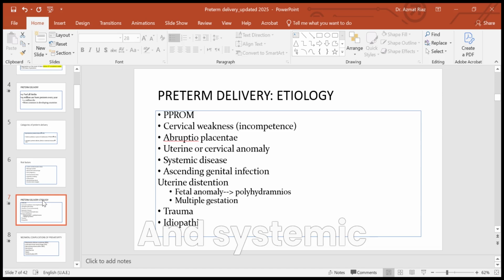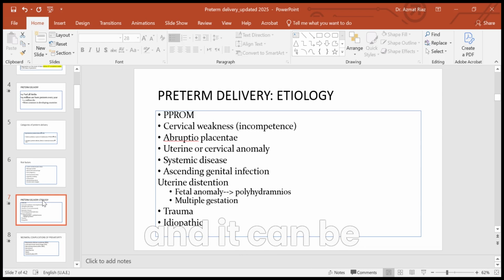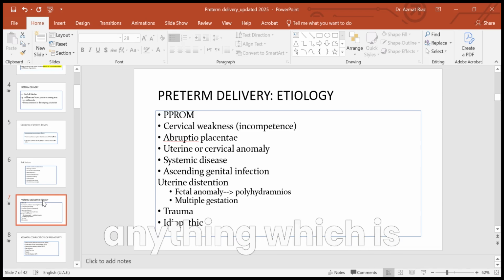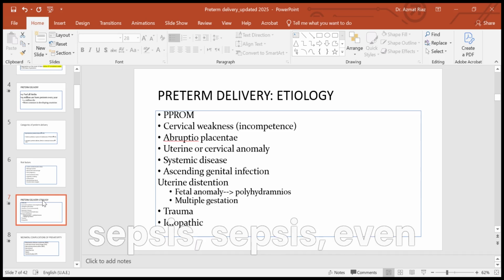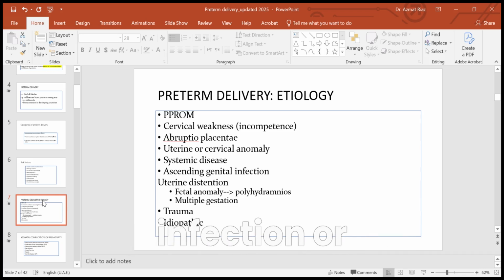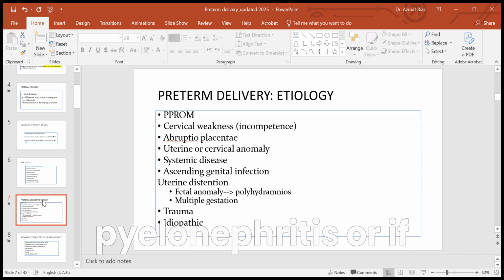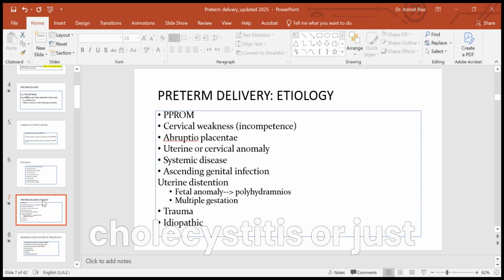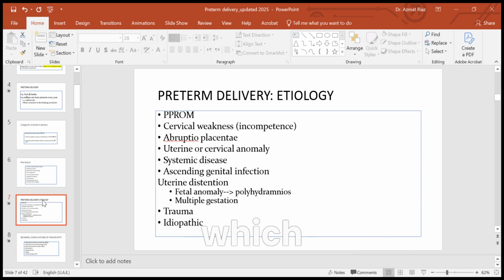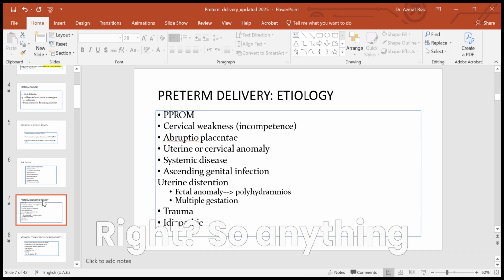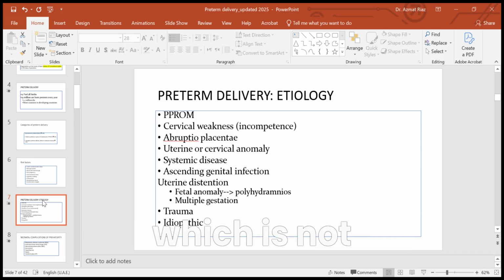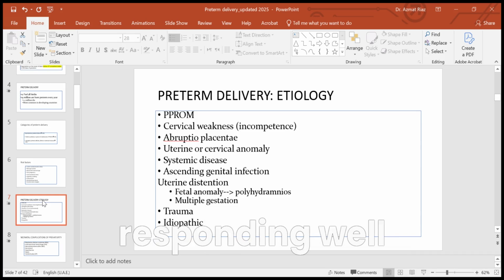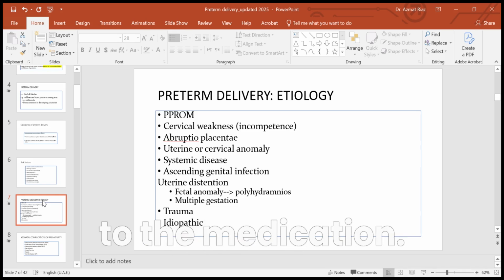And systemic disease, for example sepsis, can be because of any problem that causes a systemic disease, for example sepsis secondary to a urinary tract infection or pyelonephritis, or cholecystitis, or pneumonia. So any systemic disease which is not treated well or which is not responding well to the medication.